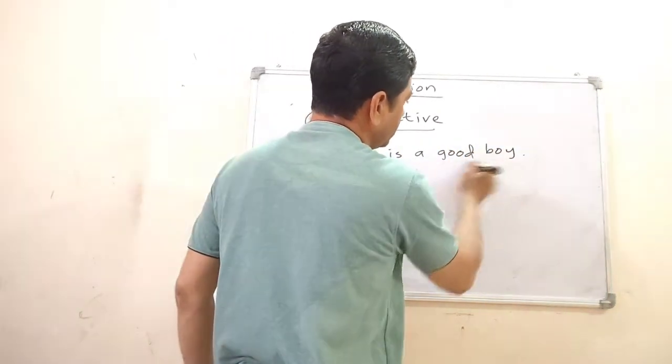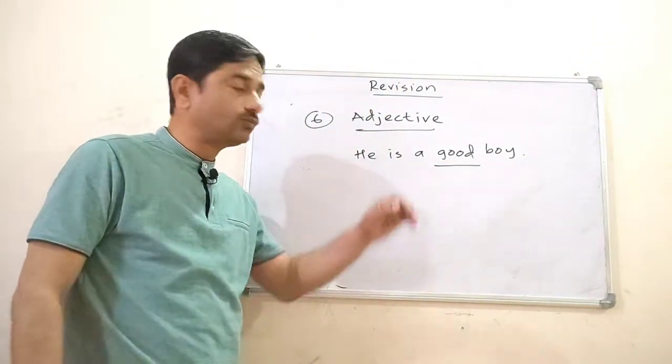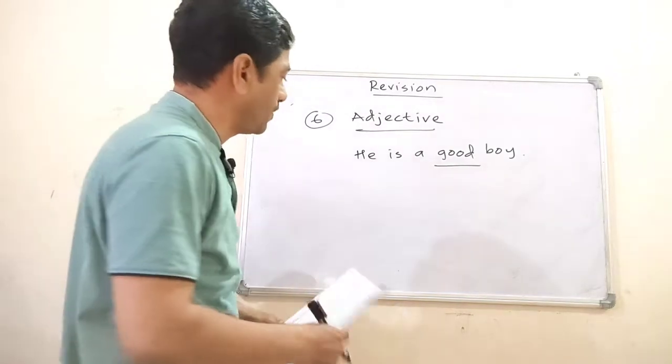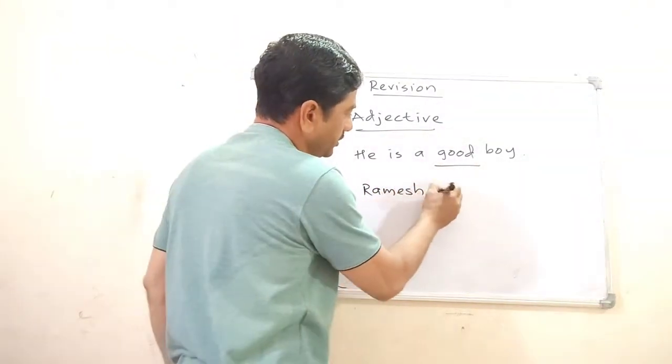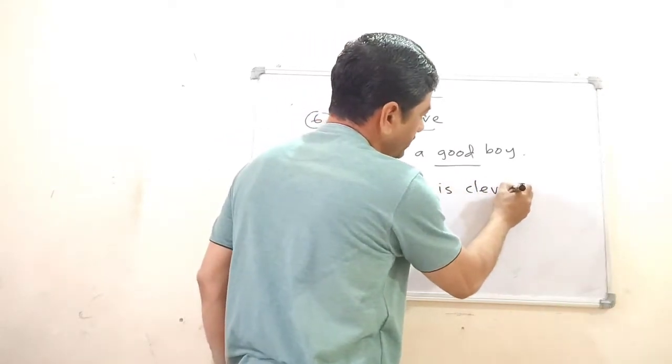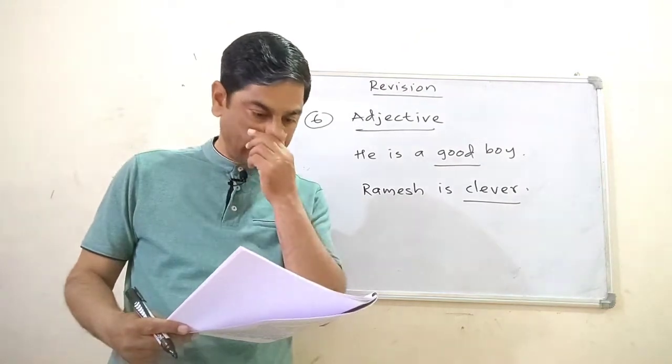So here in this sentence, good is an adjective. Then Ramesh is clever. So here in this sentence also, clever is an adjective.